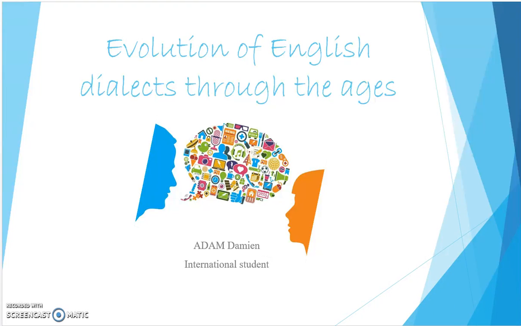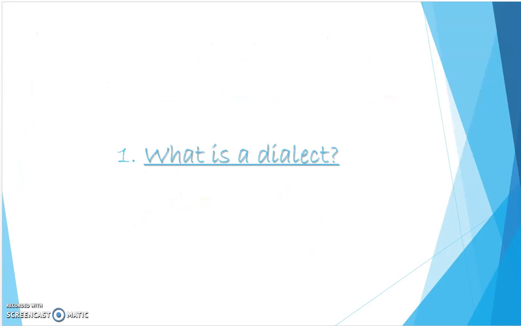Welcome to this screencast concerning the evolution of English dialects through the ages. In this screencast, I'll be talking about the first definition of what is a dialect. Then I will continue by talking about the appearance and spreading of RP and its opposition to dialects. And I will finally point out how dialects and RP could start cohabiting in modern society. I will end the screencast by making a short conclusion.